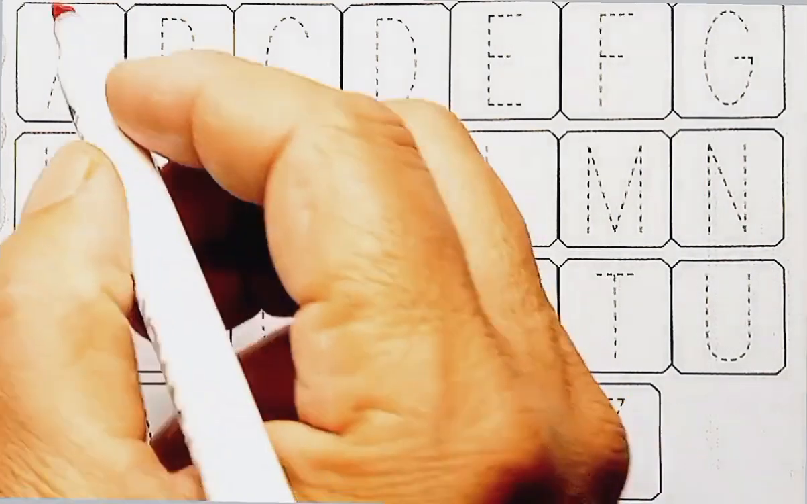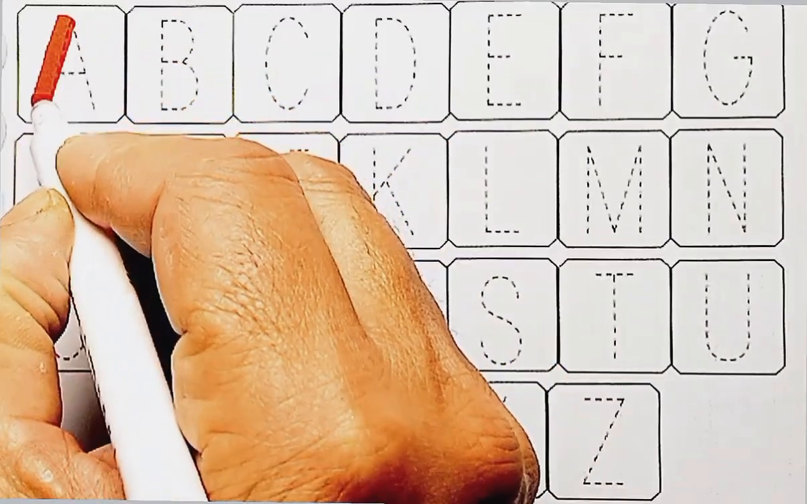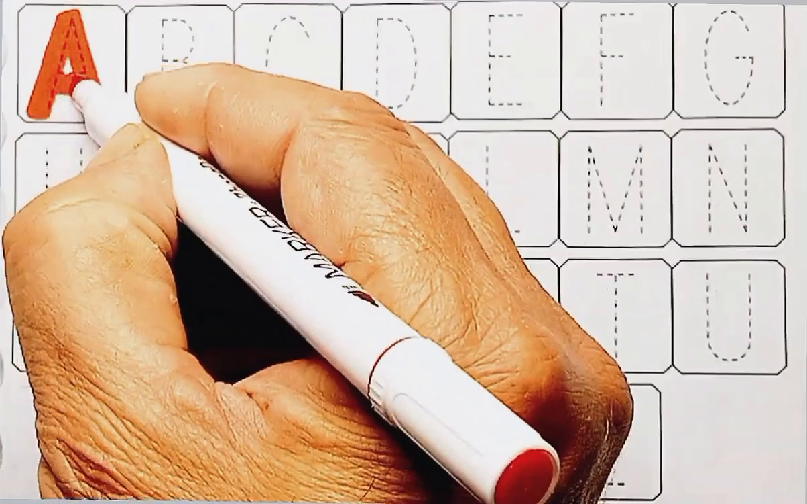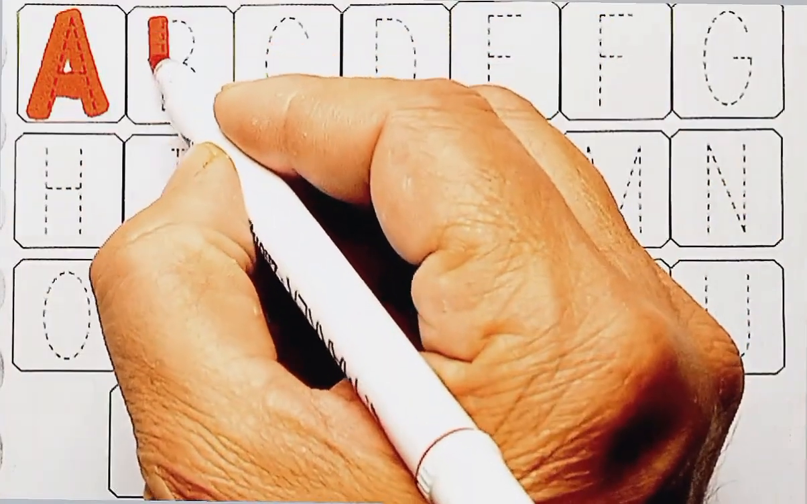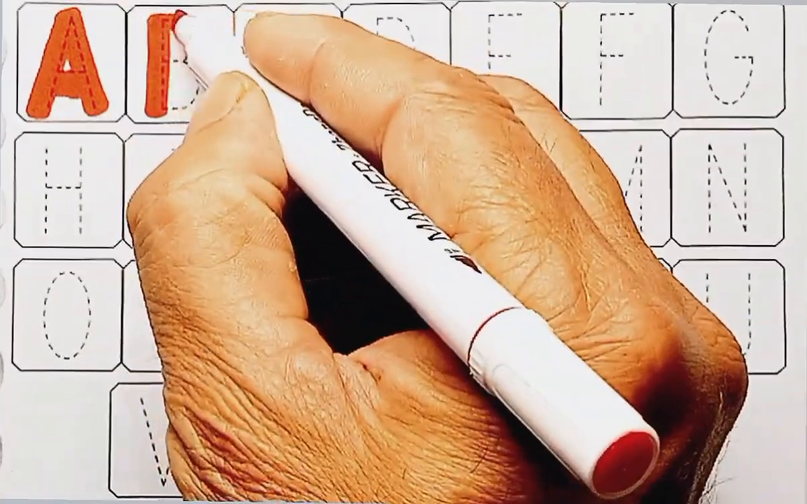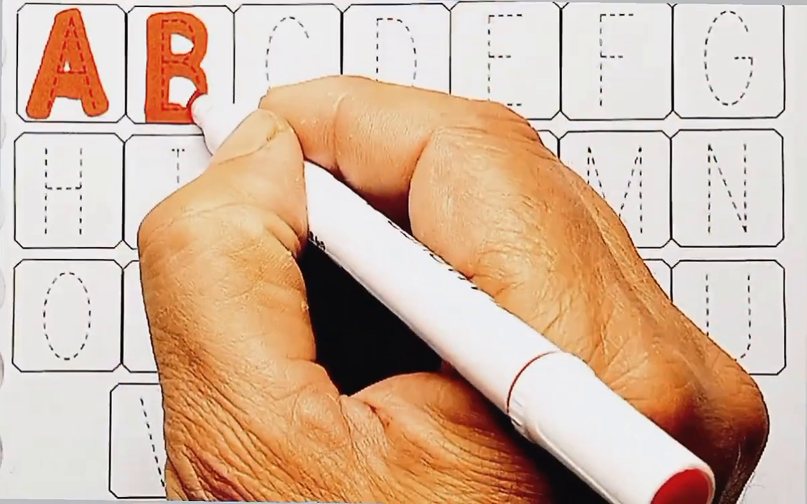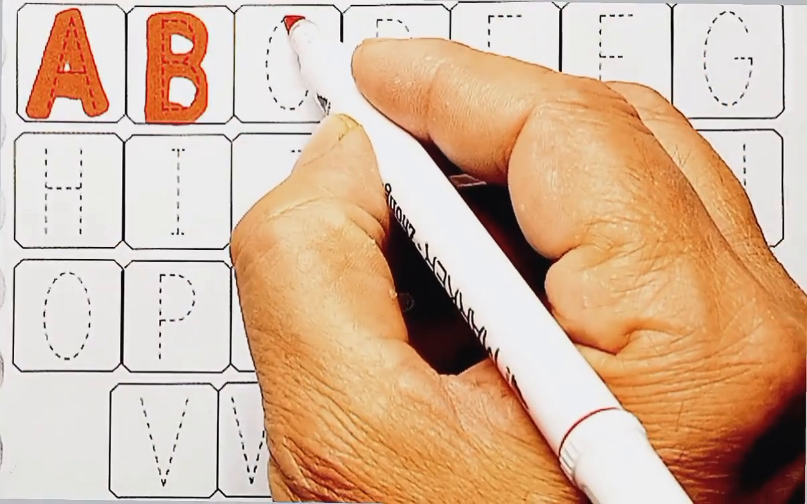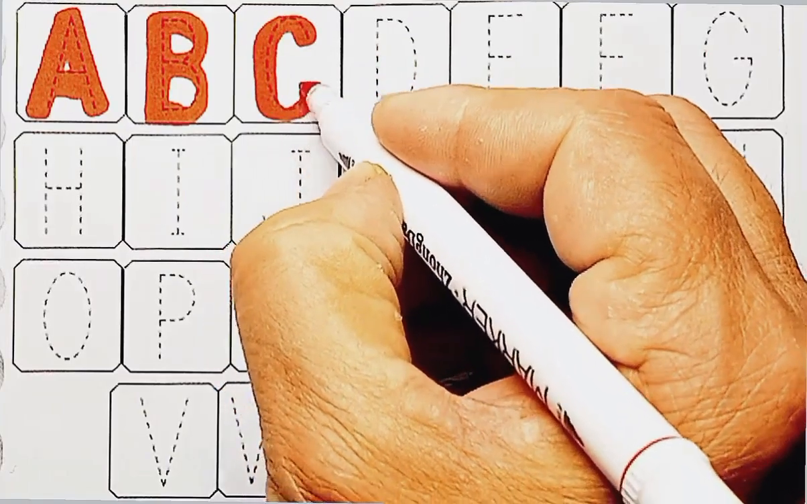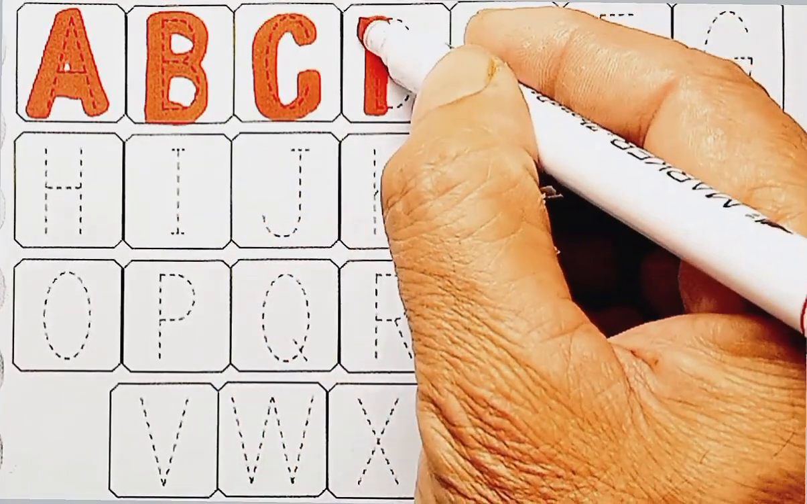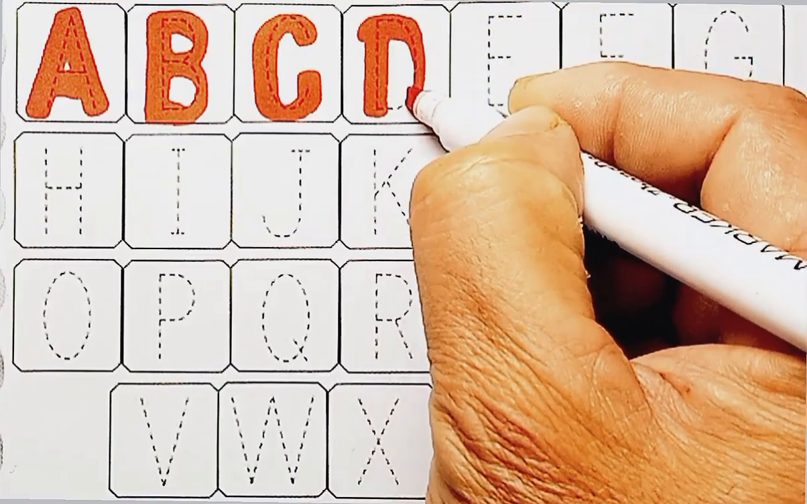A for apple, B for ball. A for apple. Red color, B for banana. C for carrot. D for donut.